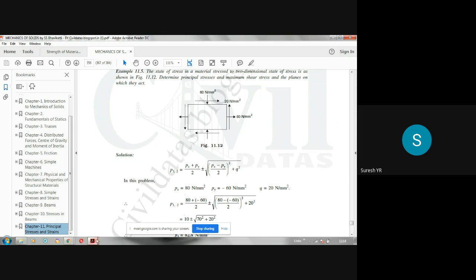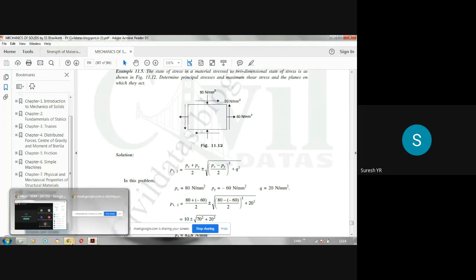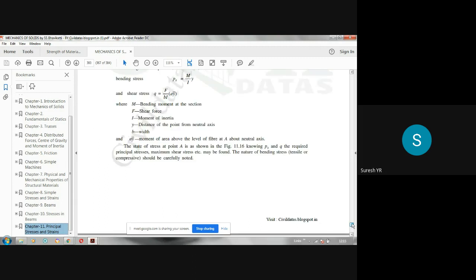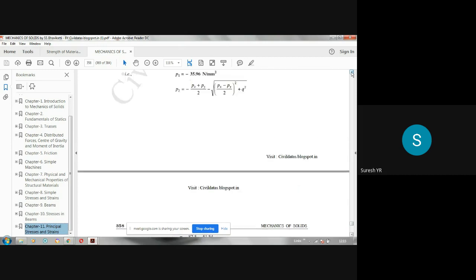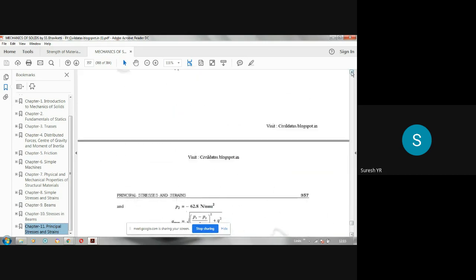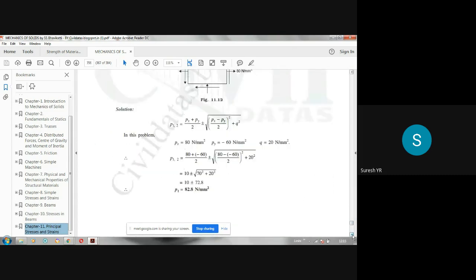Yesterday, have you written down this? Write down this problem. We will solve this problem by Mohr circle method, the graphical method. Already you have the answer here. You have the answers P1 and P2. P1 is the major principal stress, which is 82.8. That is the answer. You can write down the answer also.